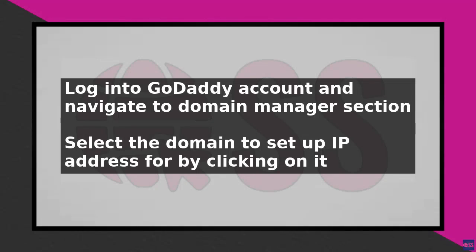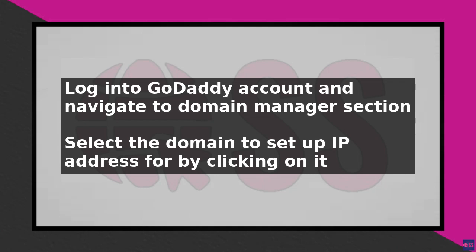To set up an IP address for a domain in GoDaddy, start by logging into your GoDaddy account and navigate to the Domain Manager section. Here you will see a list of all your registered domains. Select the domain you want to set up the IP address for by clicking on the domain name.